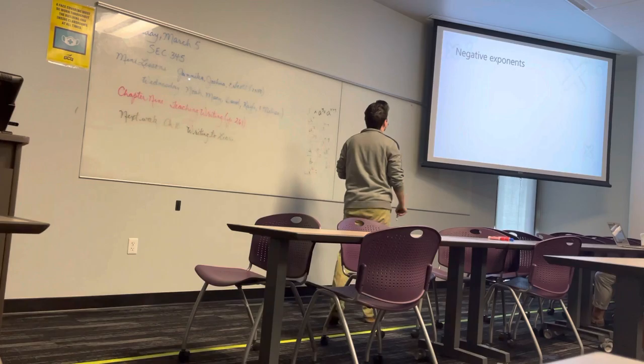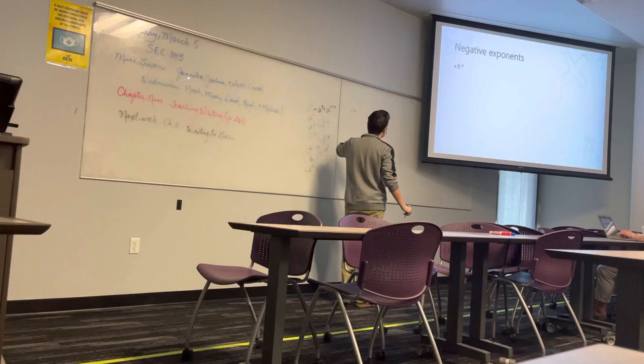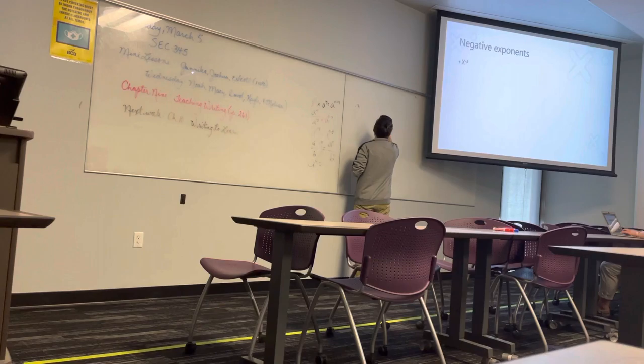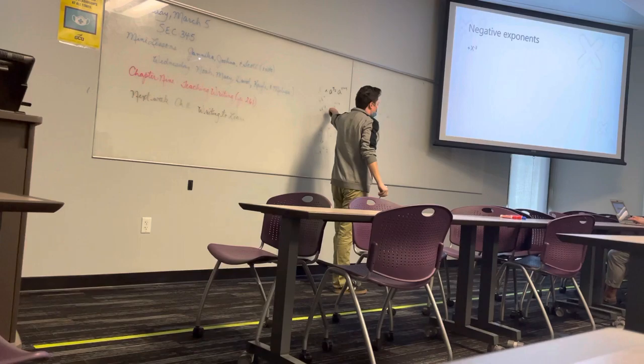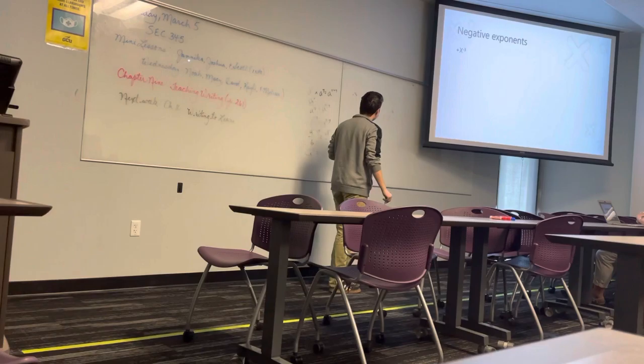Some negative exponents. So if we have something like x to the negative 3rd. So we have a division problem, for example, and the number on the top is smaller than the number on the bottom. So we have x to the first and x to the fourth. Well, if we do our subtraction rule, we would subtract those exponents, right? And 1 minus 4, x to the negative 3. So how do we simplify that? Because x to the negative 3 looks a little funky, right?